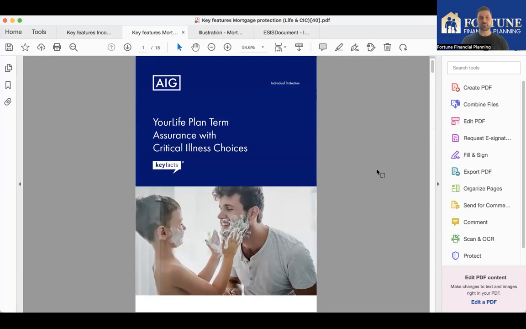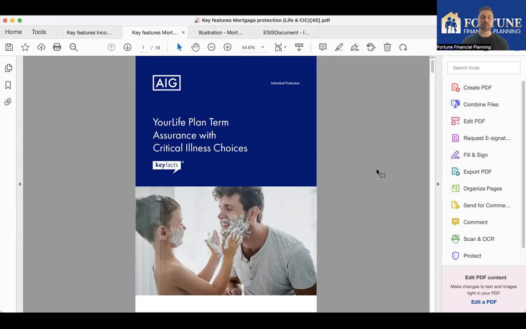A claim can be done direct to AIG, as I say, but also you're their advisor, so be there to look after them and give them the service they would expect. So I'd encourage you to say to the client, if you do need to make a claim, come to me and we'll fully help you. Fortune Financial and you as the advisor here to support with AIG.